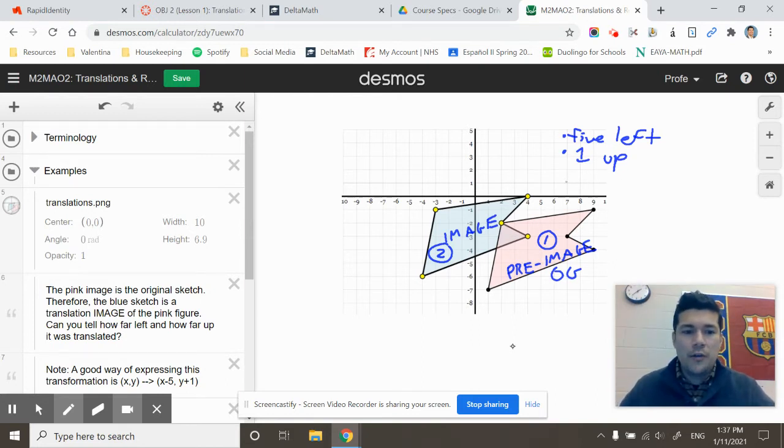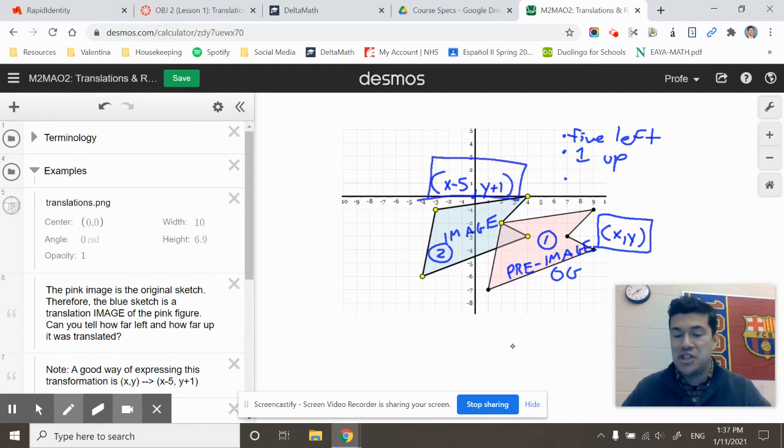Now a good way of expressing that is if we say that our pre-image has points X, Y. Now this is very important. If our pre-image has points X, Y, then every point of our image, instead of being X, I took away 5 from X, so it's going to be X minus 5. And my Y's are going to be 1 unit greater, so Y plus 1. And that expresses every corresponding point. By corresponding, I mean matching point between the pre-image and the image. So that's just some terminology for a very simple concept, but the correct terminology that we use.